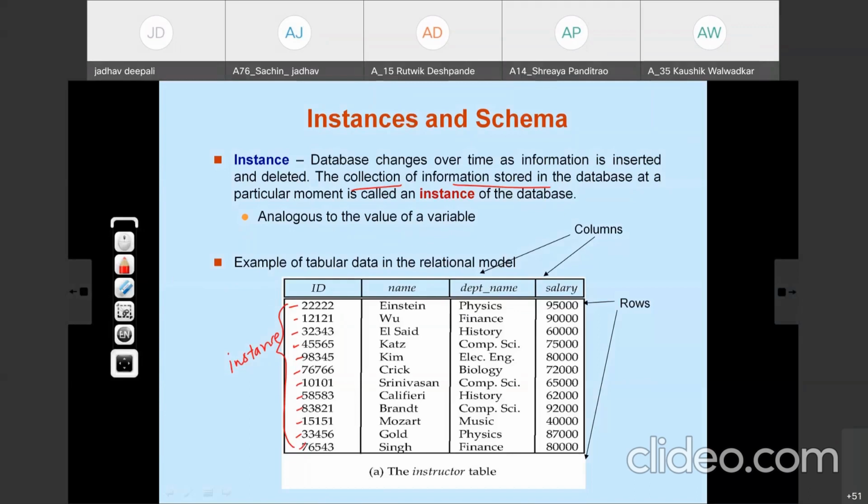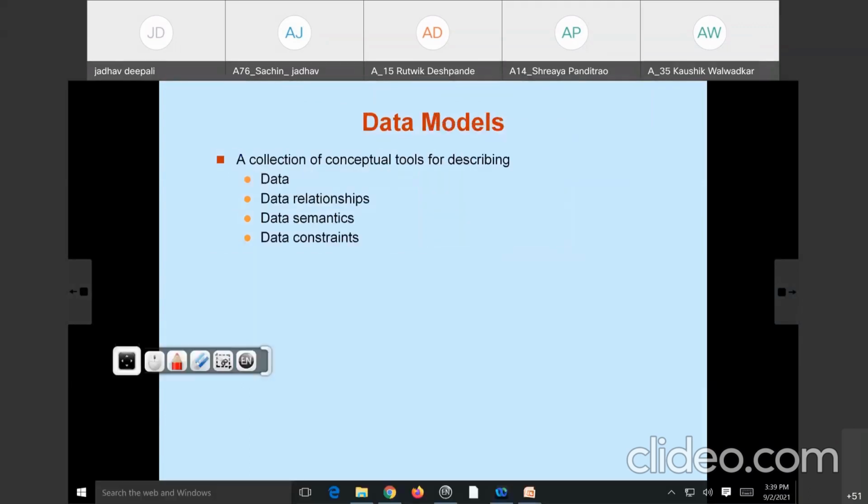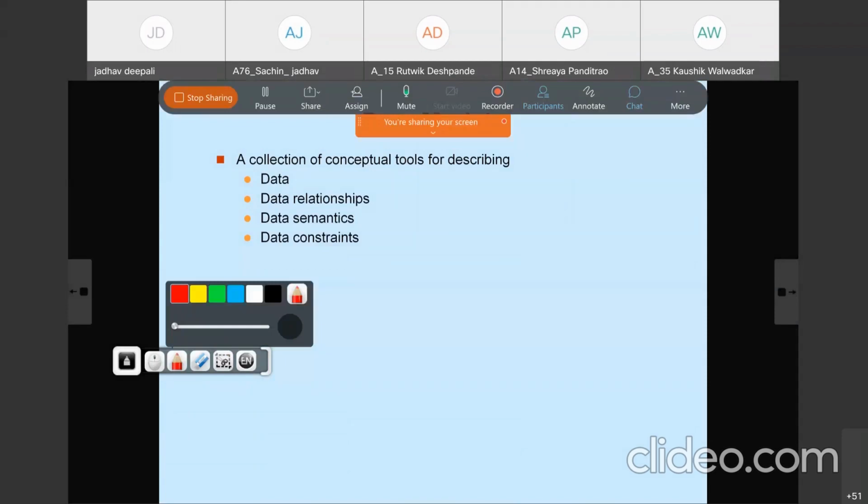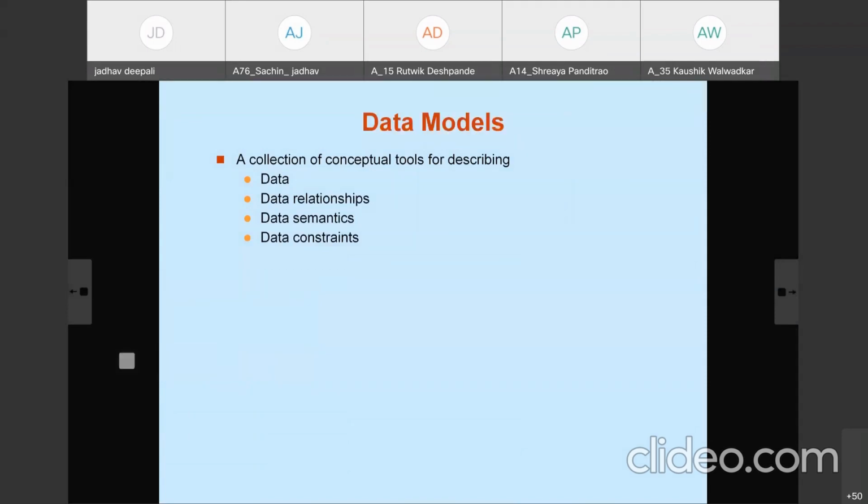Okay. So data models. What is meant by data model? A collection of conceptual tools for describing data, data relationships, data semantics, data constraints.